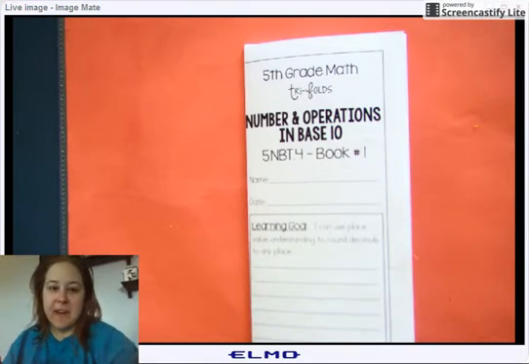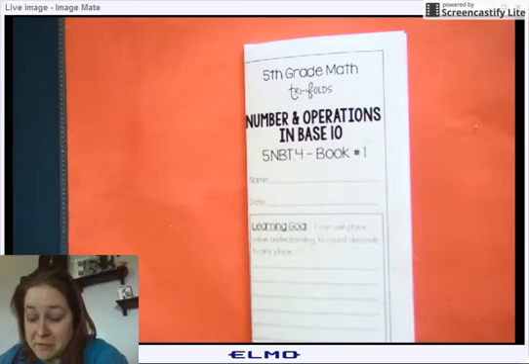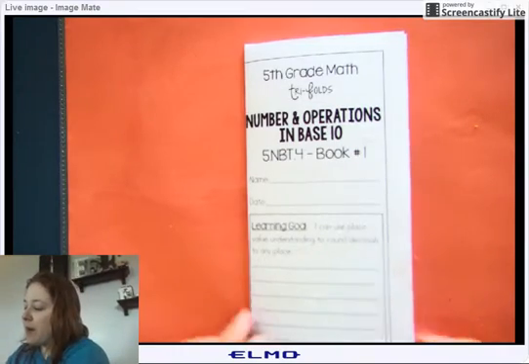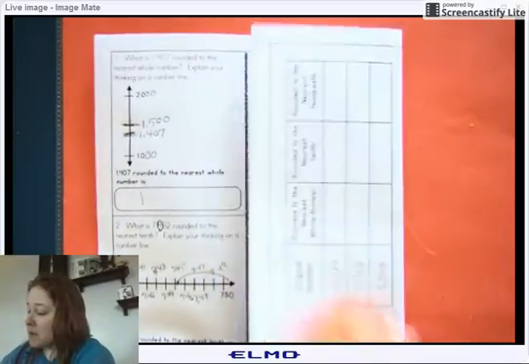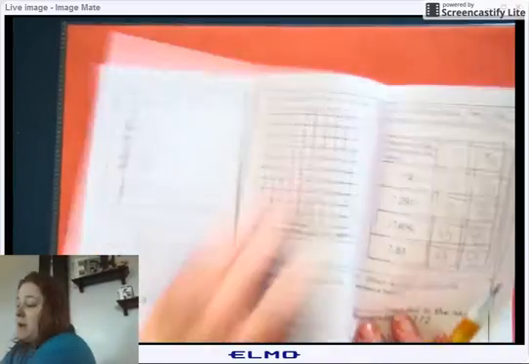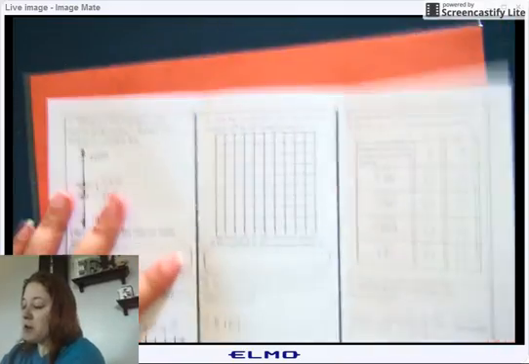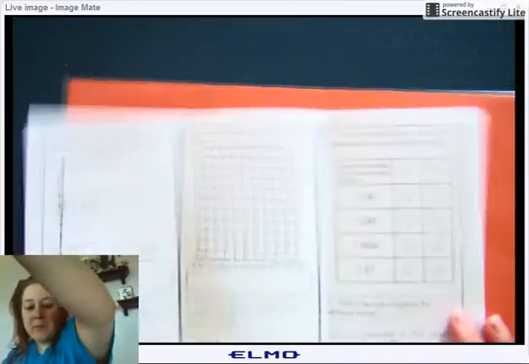Good morning. We're going to finish up 5.NBT.3. On the last video, we ended up finishing 1 and 2. So now we're going to start with 3. Number 3 is in the middle flap right here. So make sure your brochure is open to the 3rd flap.